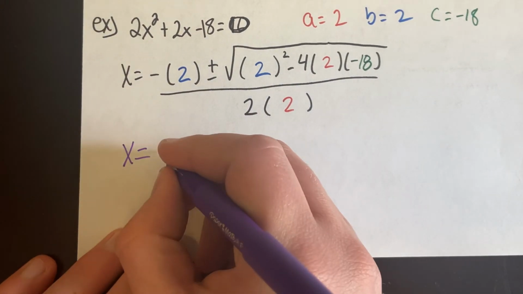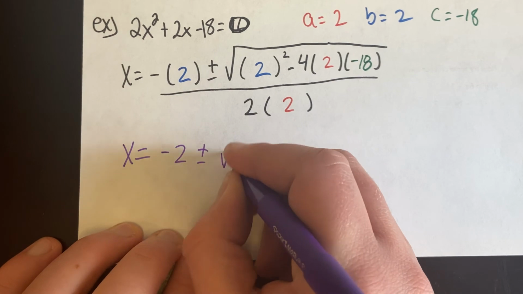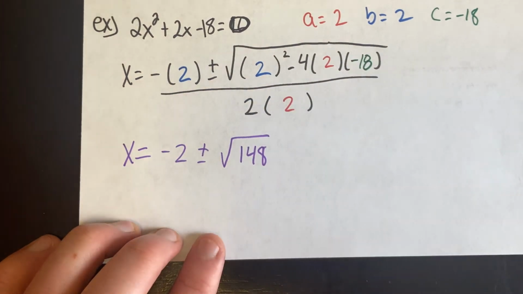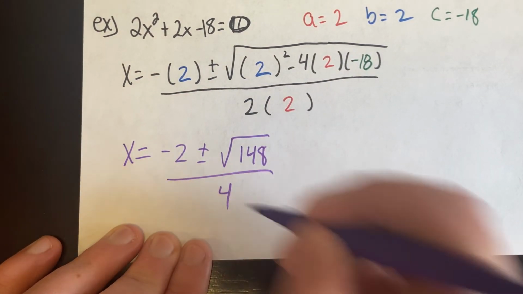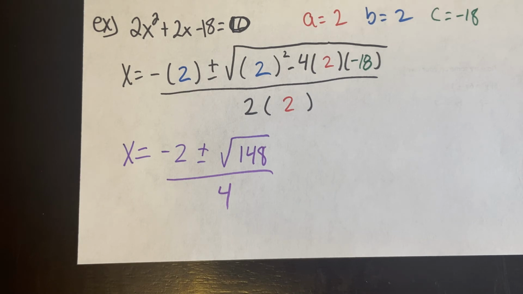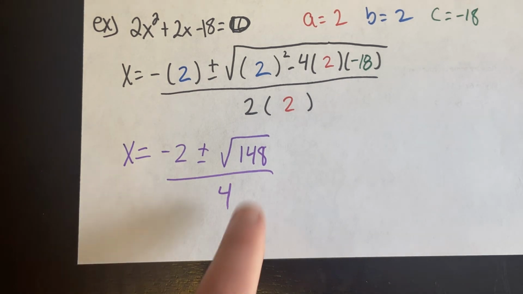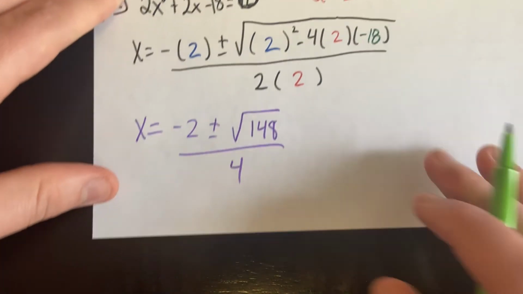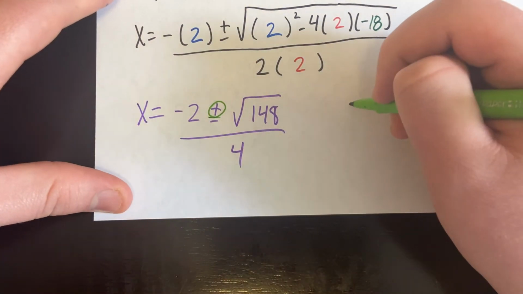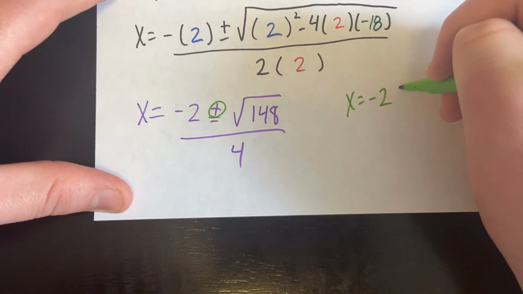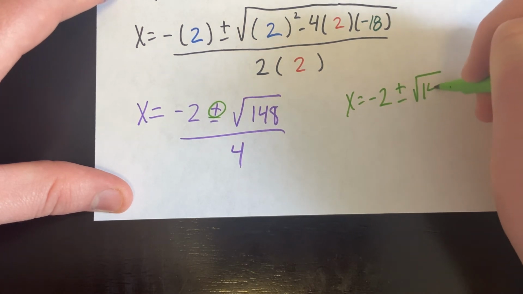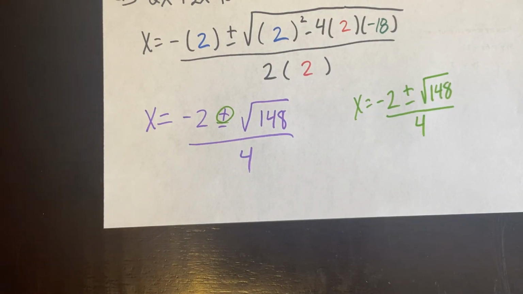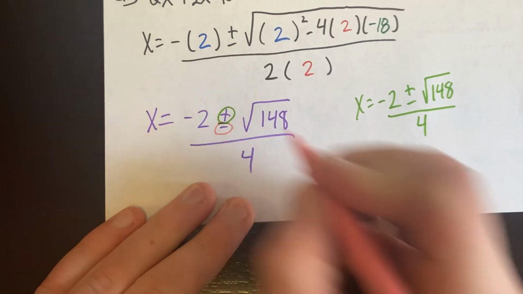X is equal to negative 2 plus or minus the square root of, like we just found, all of that stuff underneath the square root took us to 148, all being divided by a 4. We've got 2 times 2 there. And like we just talked about, that square root of 148 cannot go any further. So all I'm going to do is separate our two cases here. We've got the positive case, and we have the negative case with the minus.